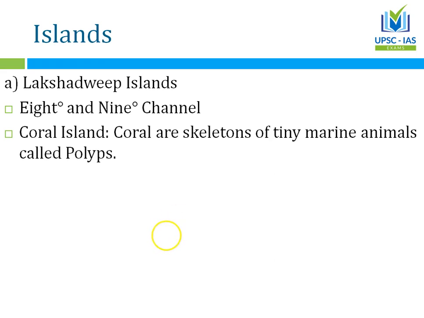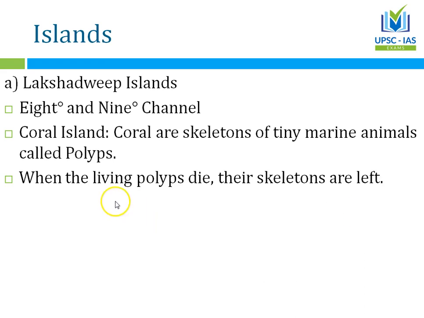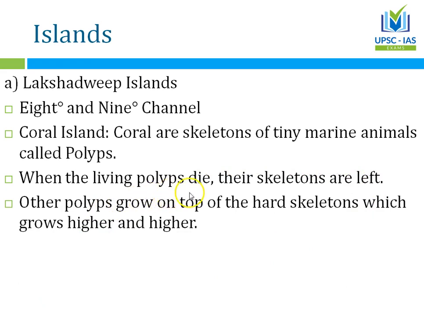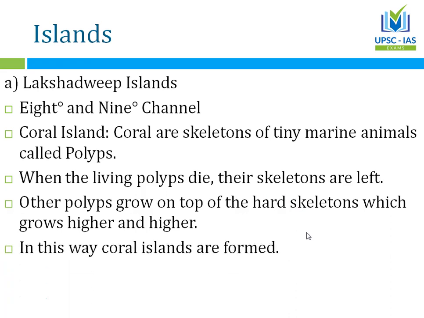The other interesting thing regarding Lakshadweep is that they are formed, or you can call them, coral islands. Now what is a coral island? Corals are skeletons of tiny marine animals called polyps. When the living polyps die, their skeletons are left. Other polyps grow on top of the hard skeletons, which grow higher and higher, and after many years, it could be hundreds and hundreds of years, islands are formed here. So this is how coral islands are formed, right? Remember that Lakshadweep is a coral island.